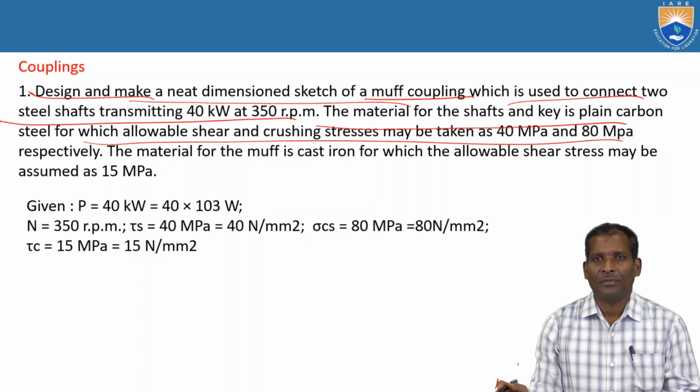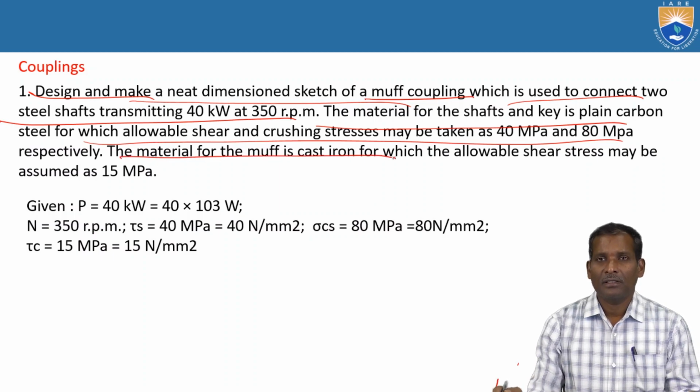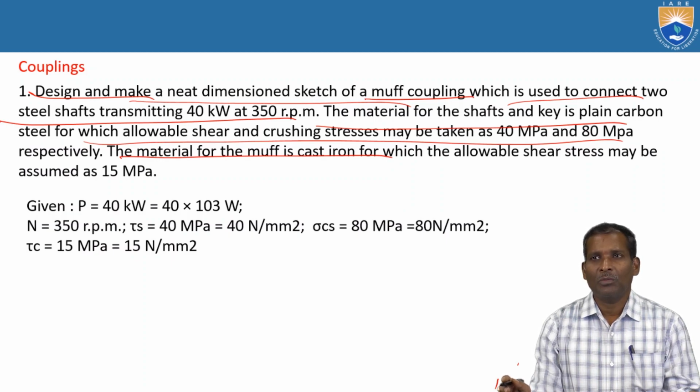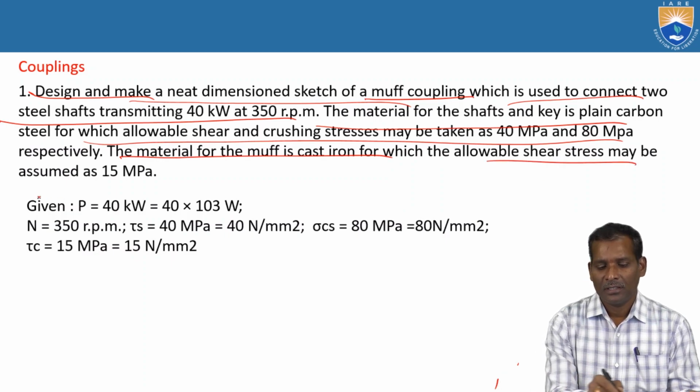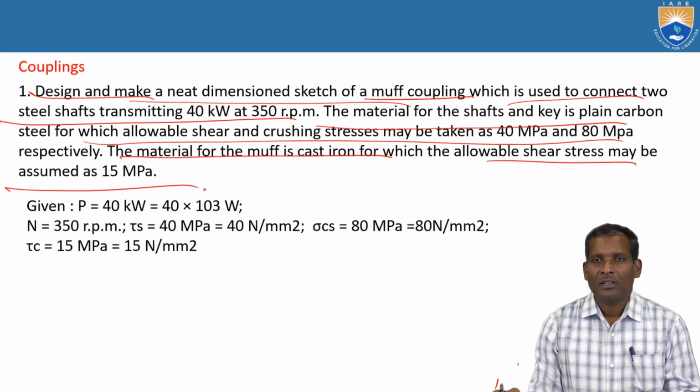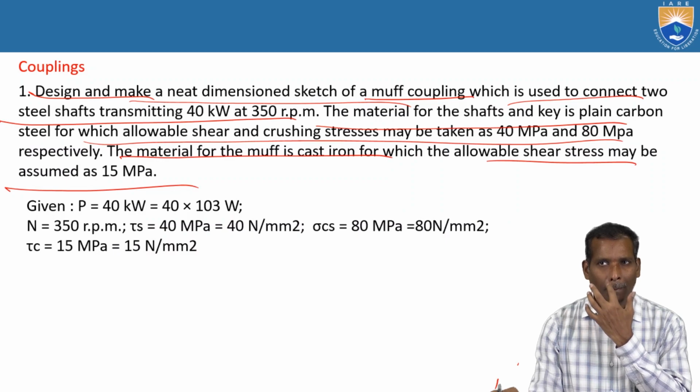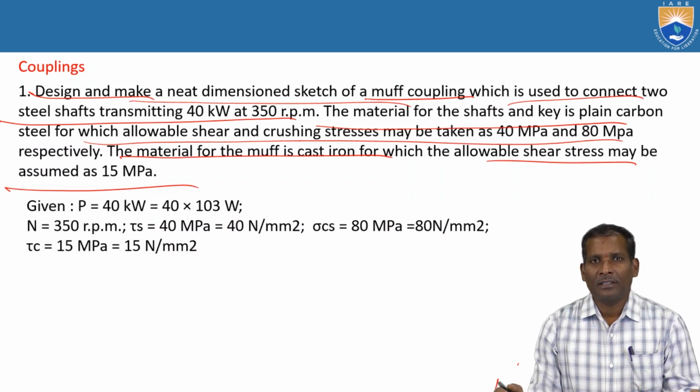The material for the muff is cast iron. So here the muff is a different material, cast iron, while the key and shafts are plain carbon steel. For the muff, the allowable shear stress may be assumed as 15 megapascal, and for the key and shafts, 40 megapascal and 80 megapascal. Now, we will see how to solve this type of coupling problem.